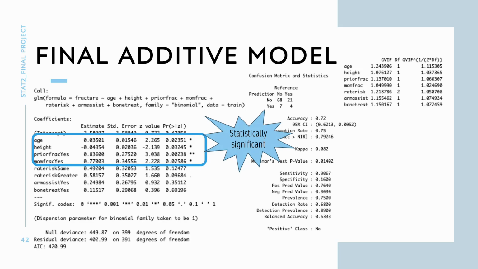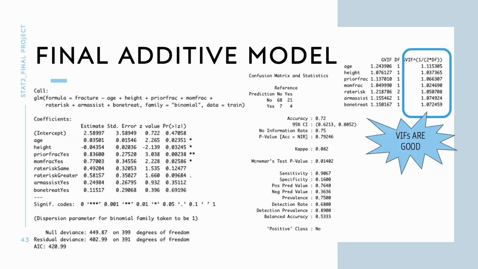Let's look at the coefficients and the p-values. Only 4 predictors appear to be statistically significant, including age, height, prior fracture, and mom fracture. The VIFs look good, as expected.